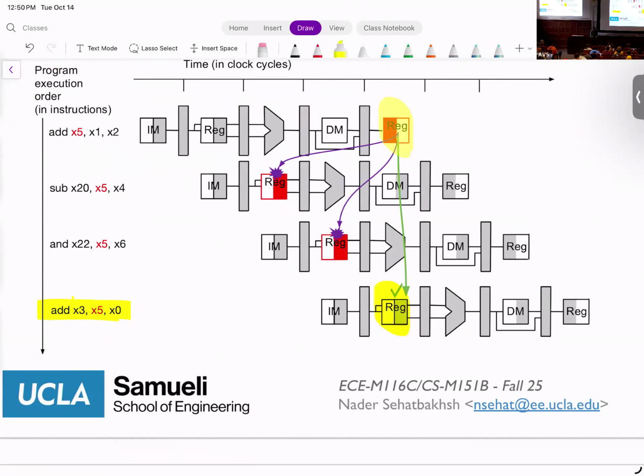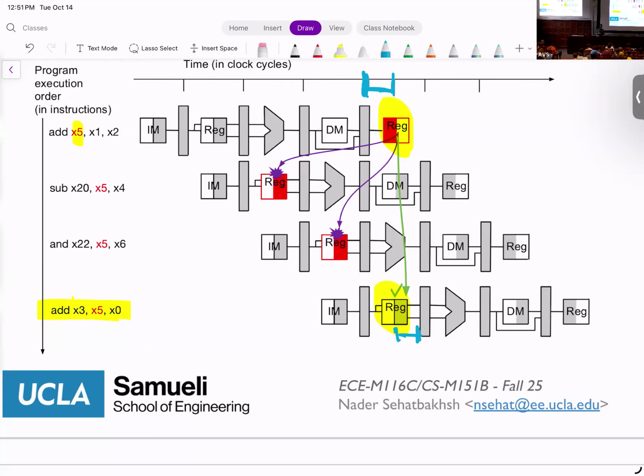The reason that it does work is because of the half cycle. Because I can write to x5 in the first half cycle of this cycle. So I write it here, and I read it in the second half cycle. Okay, so I need 2 cycles. Any instructions that are dependent on each other have to have a distance of 2. Otherwise, I'm going to run into data hazards.